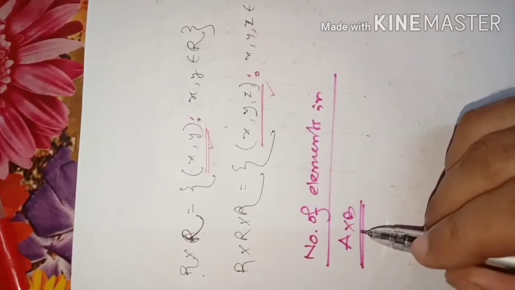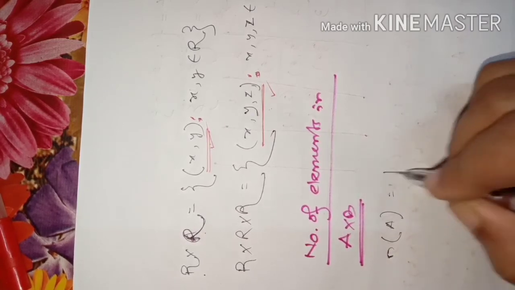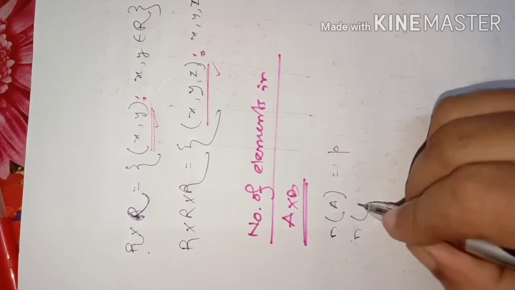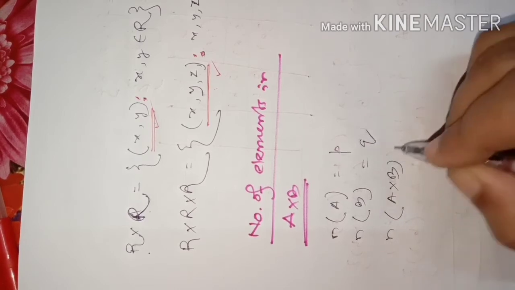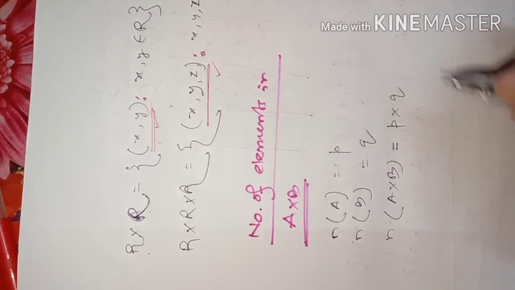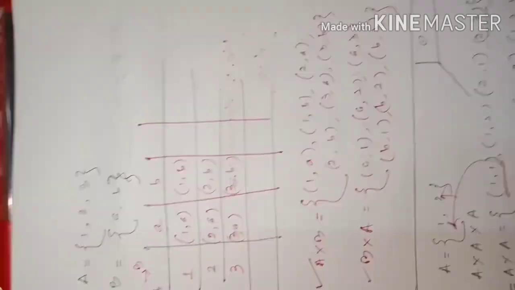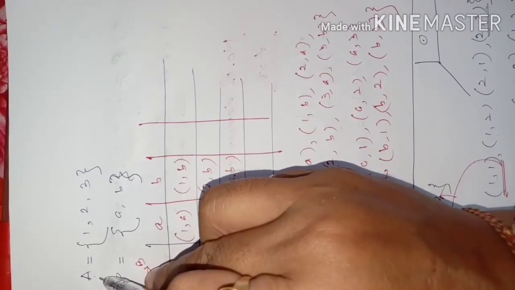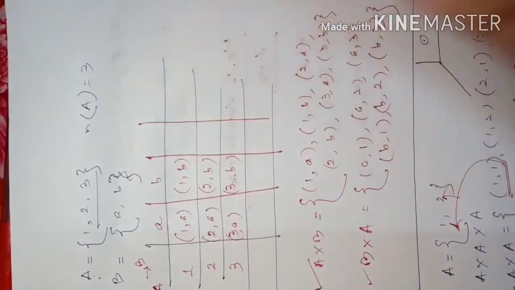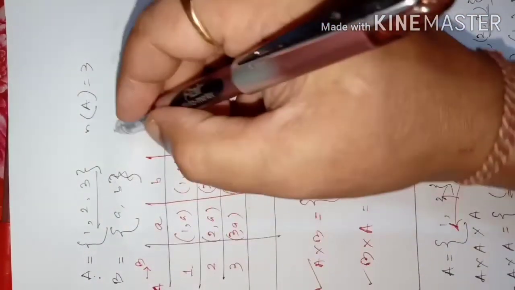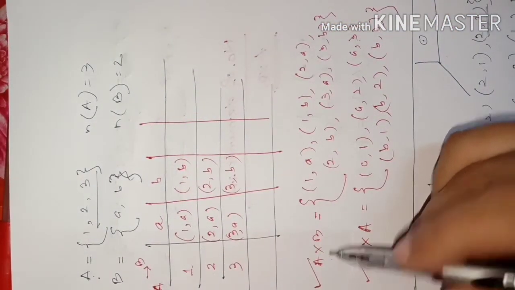Number of elements in A cross B. Suppose the number of elements in A is P, and the number of elements in B is Q. Then the number of elements in A cross B will be just the product of P and Q, P into Q. You can verify this by the previous examples. Look at this. How many elements are there in A? There are 3 elements. So the number of elements in A is equal to 3. And the number of elements in B is equal to 2.